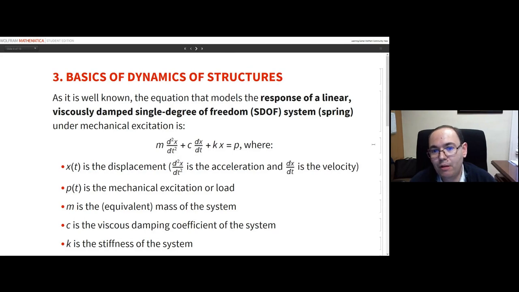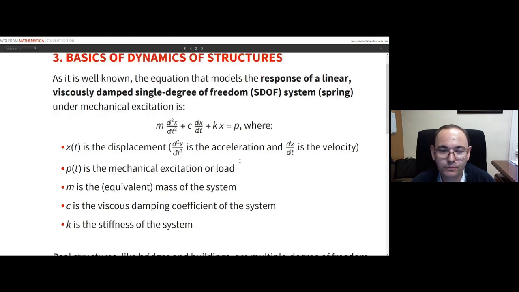As is well known, the equation that models the response of a linear viscously damped single degree of freedom system, a spring, under mechanical excitation is this one. We have the mass times the second derivative of the displacement, so the acceleration, the damping times the first derivative, which is the velocity, the stiffness times the displacement, and all this sum is equal to the mechanical excitation or load.